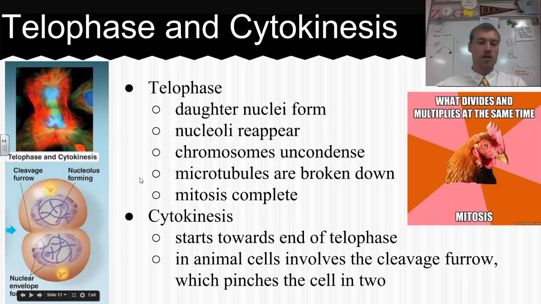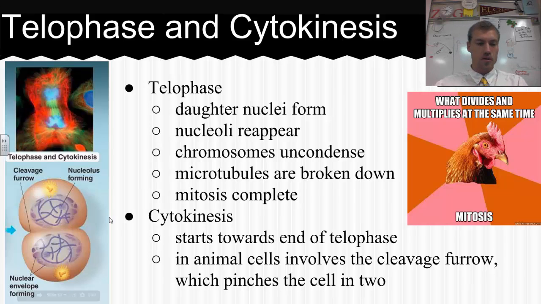In telophase, the daughter nuclei begin to form. The nucleolus, or nucleoli, which is the plural, begin to reappear. The chromosomes are going to uncondense, so they begin to unravel again. Microtubules are broken down because they're no longer needed, and mitosis is complete.